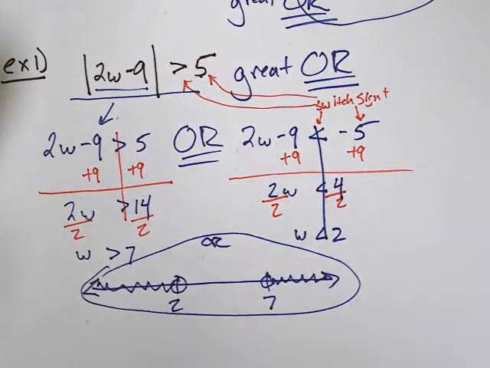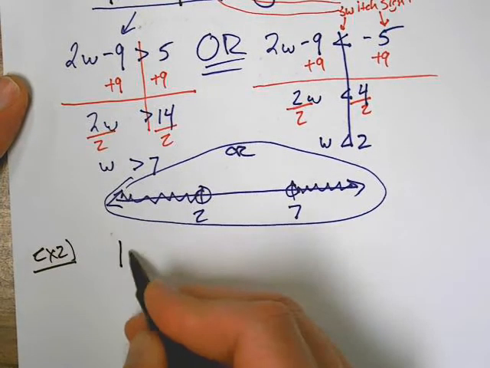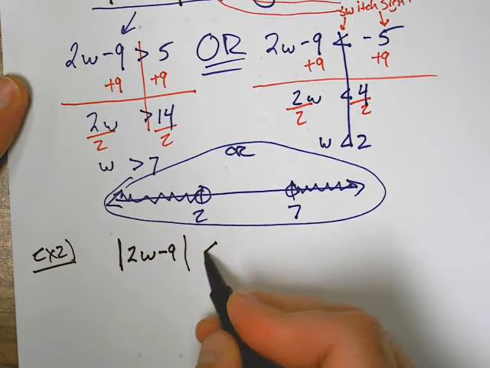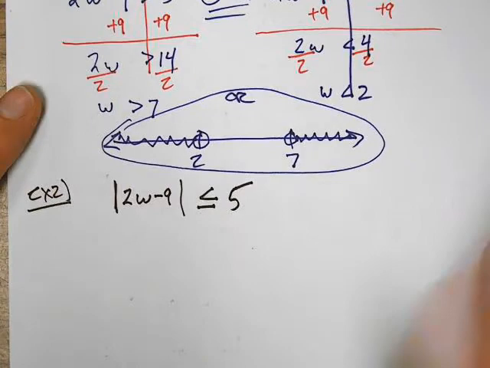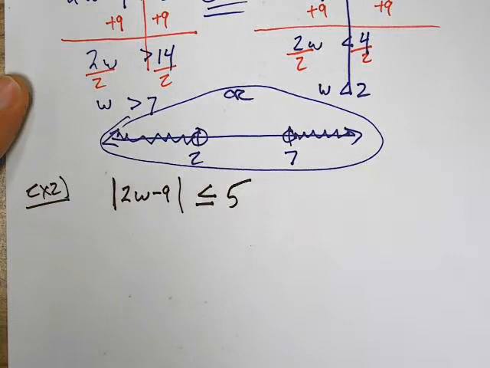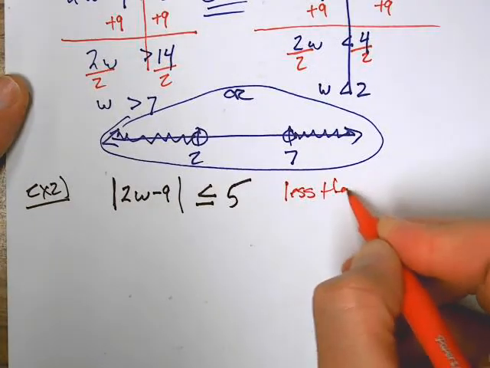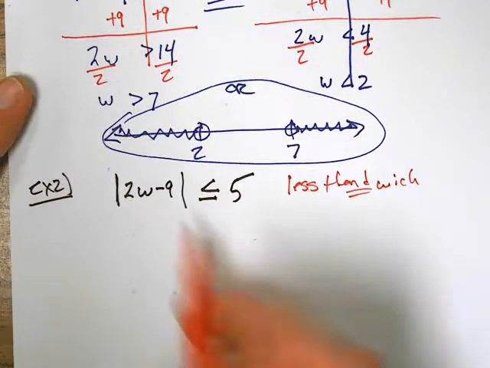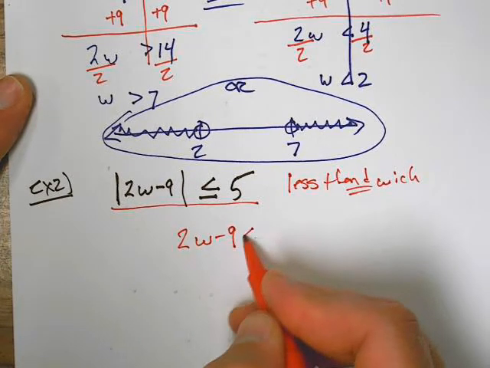Now, just to show you the other possibility here, example 2, I'm going to make almost the same. Let's say I had 2w minus 9 in the absolute value, but instead I have it less than or equal to 5. Now this is no longer a great-or sign, this is a less-thand. So when you set up a less-thand, all you have to do is this, copy down the inequality, 2w minus 9 less than or equal to 5, right?